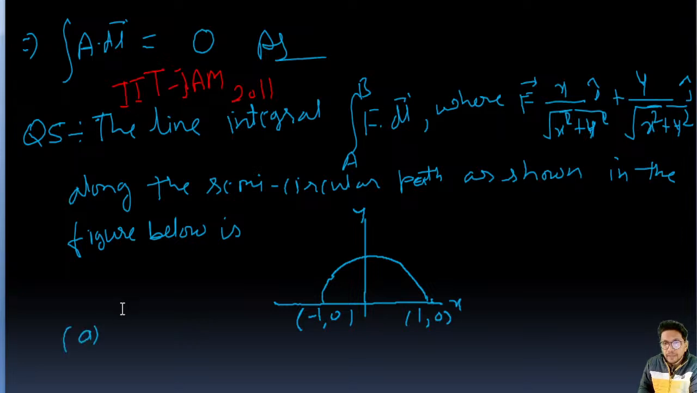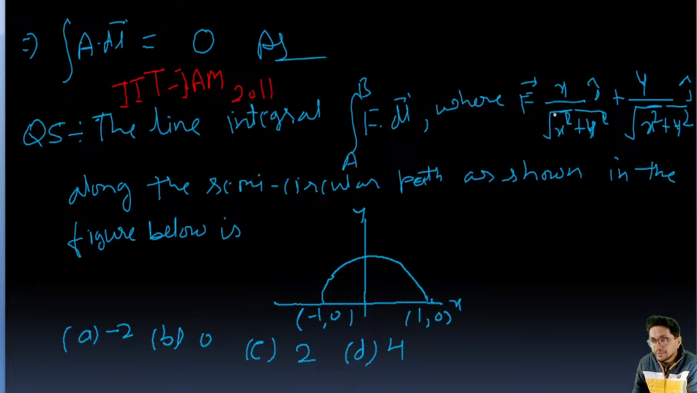Options are given. Option A is -2, option B is 0, option C is 2, and option D is 4. So this is the question. We need to find the line integral of F dot dl, where the value of F is given, along this semicircular path as shown in the figure. So I'm going to solve it.